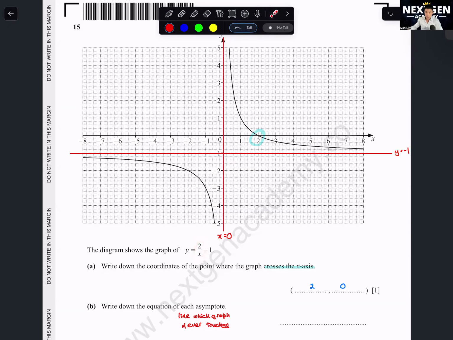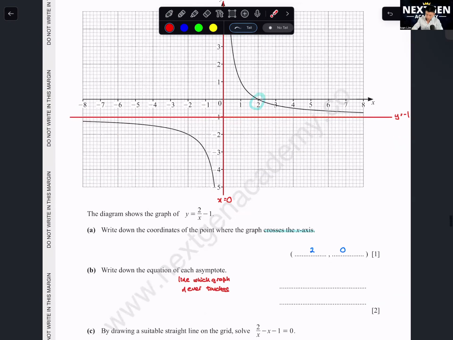Can all of you please type your chat in the main chat? Otherwise I cannot see. Teacher can only see the notification. If you want to ask any question, type in the main chat. So here x equals 0, y equals -1.